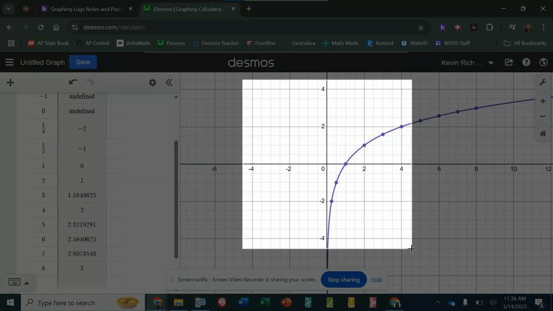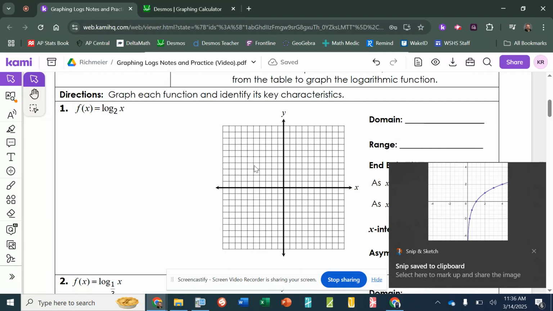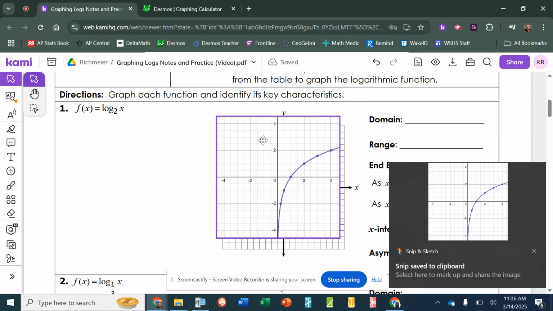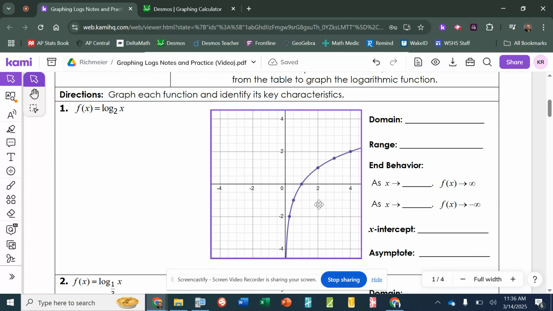Now, we will not be asking you to graph these by hand on an assessment, but I want you to get familiar with how a logarithmic function works for graphing. All right, how does it work?